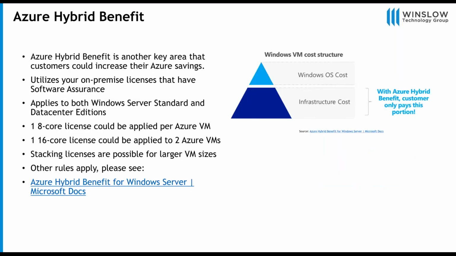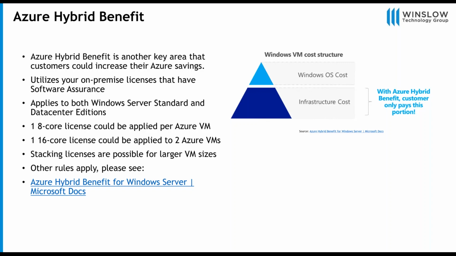At the end of the day, with a virtual machine, there's the compute side of the house, and then there's the licensing side. So we took a look at the compute side on the last slide, which talks about the different ways that you could save there. Another area is going to be the Azure Hybrid Benefit that could give you some additional savings on top of that, up to 72% savings. So you can utilize some on-premise licenses that you have that have software assurance associated with them. And this does apply to both standard and datacenter versions of Windows Server.